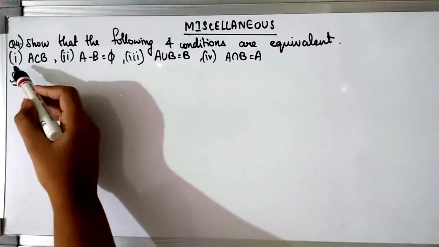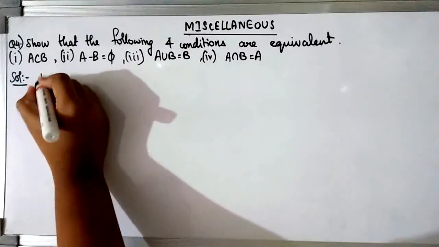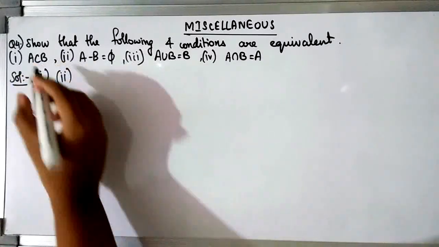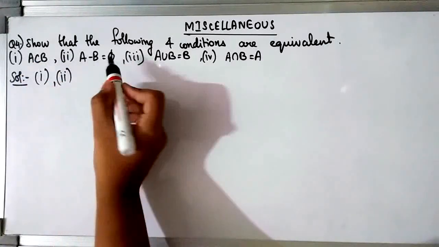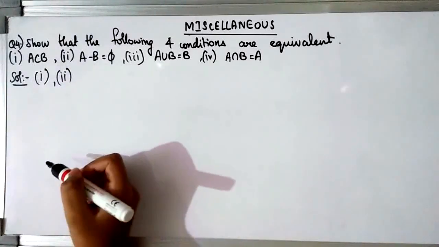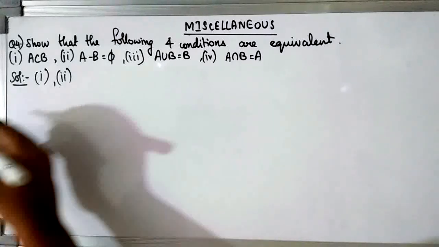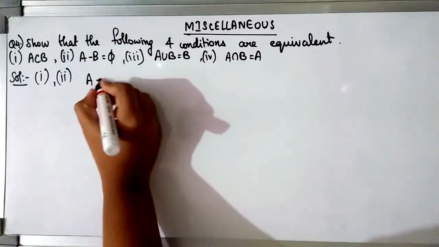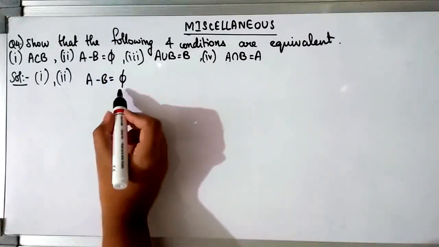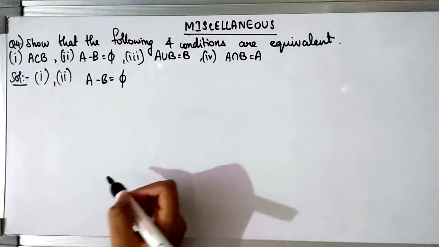So first we'll prove that first and second are equivalent. So let's take the first and second conditions, that is A is a subset of B and A minus B is equal to empty set. Now we will prove that these two conditions are equivalent. So first we will take that A minus B is empty and we will prove that in this condition A will be a subset of B.